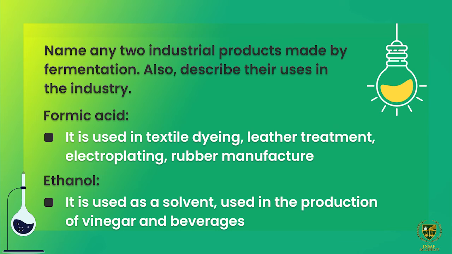Here is another question. Name any 2 industrial products made by fermentation. Also describe their uses in the industry. So we have discussed 4 of them. Here we are discussing only 2. The first one is formic acid. It is used in textile dyeing, leather treatment, electroplating, and rubber manufacture. And the second one is ethanol or ethyl alcohol. It is used as an organic solvent, and in the production of vinegar and beverages.